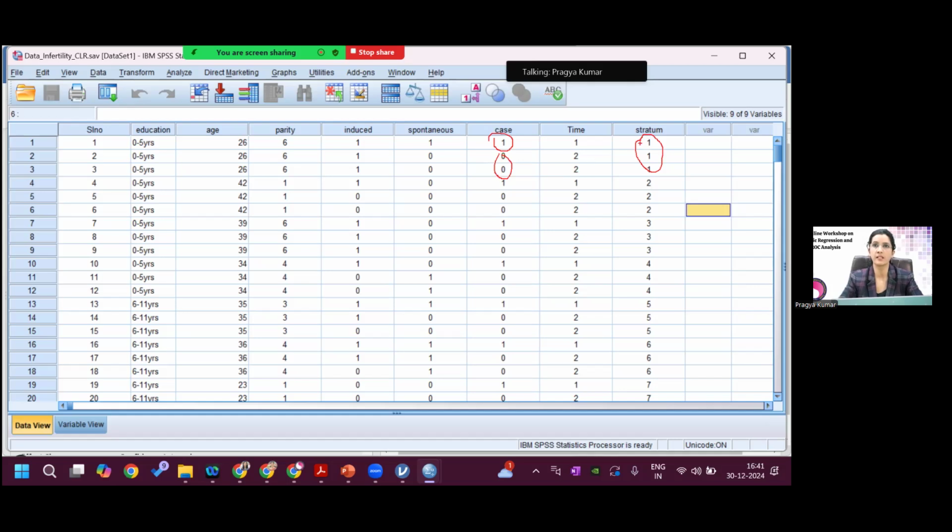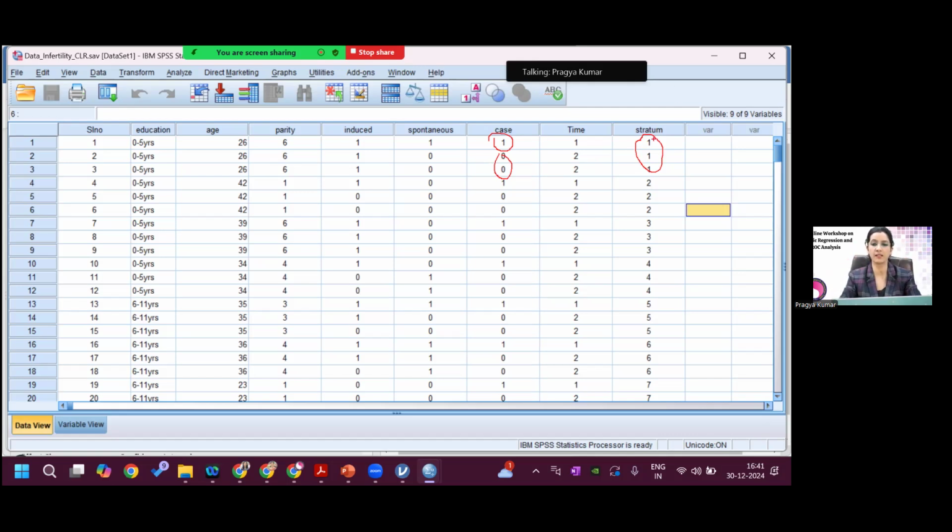These all three will be entered together. In other cross-sectional or other studies, you can enter cases and controls in any manner. It does not matter. You might enter 10 cases followed by two controls and then again cases and controls, and you can keep giving them labels like 1 or 0. But in a matched pair study, like the matched case-control study, what do we do?